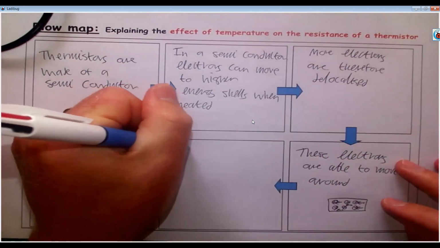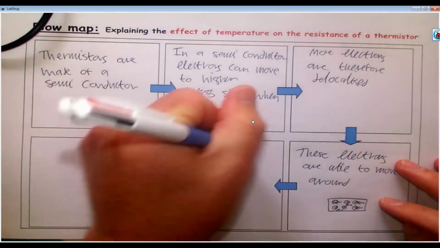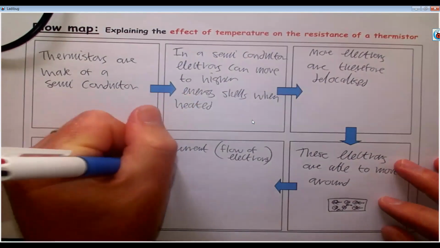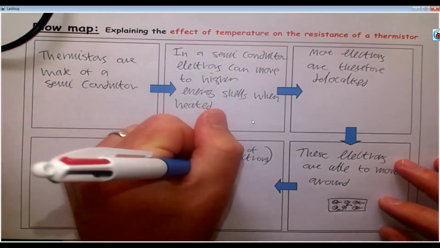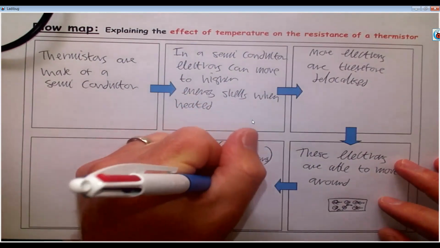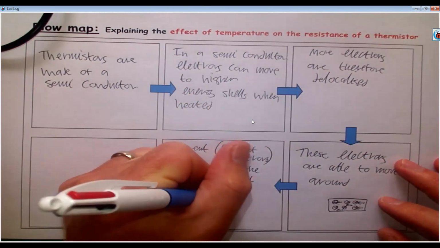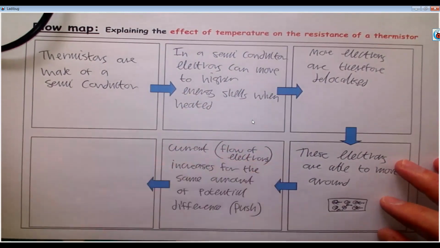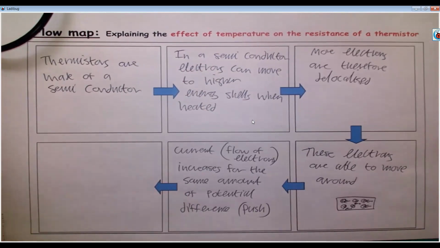So current, or flow of electrons, increases for the same amount of potential difference or push. So if we have more electrons that are able to flow, then there'll be a greater current or flow of electrons with the same amount of push or potential difference from the power source. So more electrons means a greater current, resistance decreases, which is our last box.